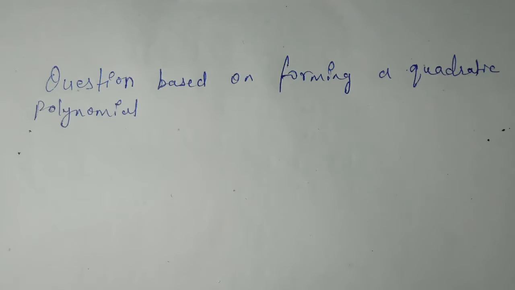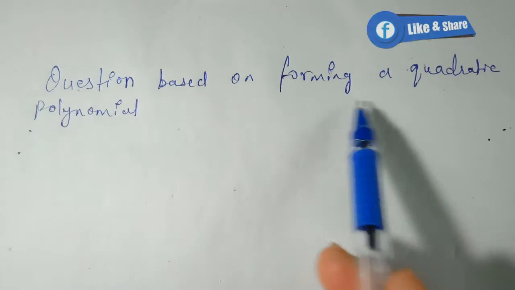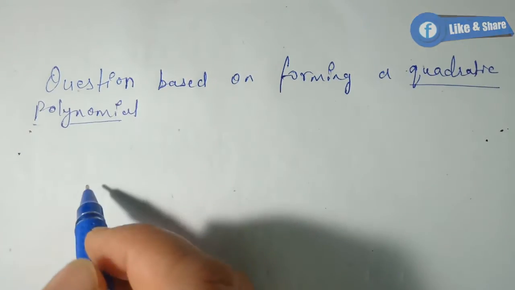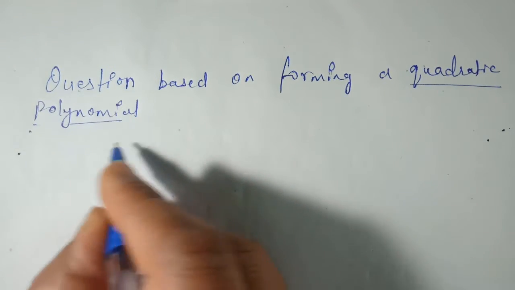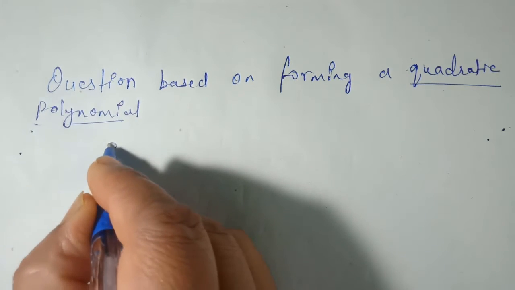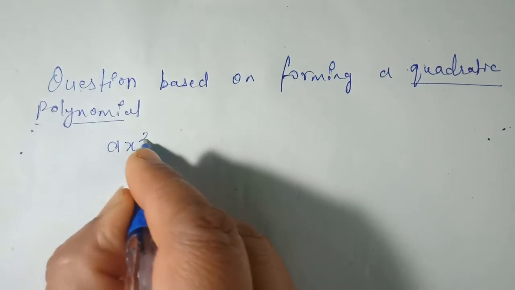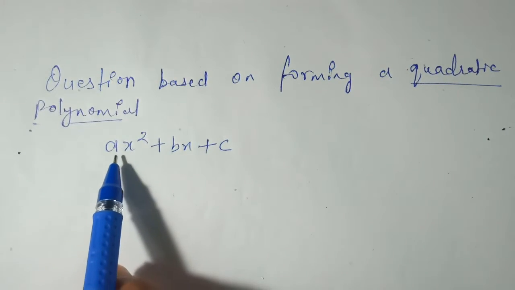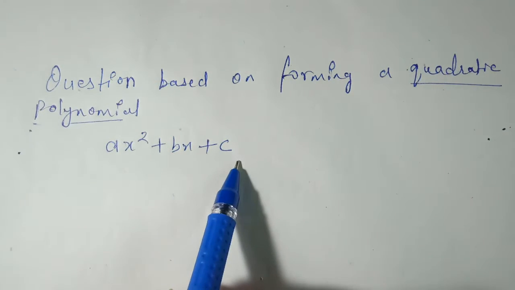Yes, students, today we're going to solve questions based on forming a quadratic polynomial. We know what a quadratic polynomial is. Let us first revise it. The general form of a quadratic polynomial is ax square plus bx plus c. It means we have to form such a type of polynomial.